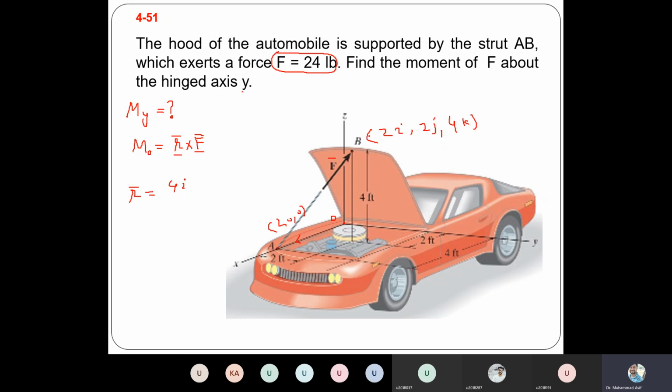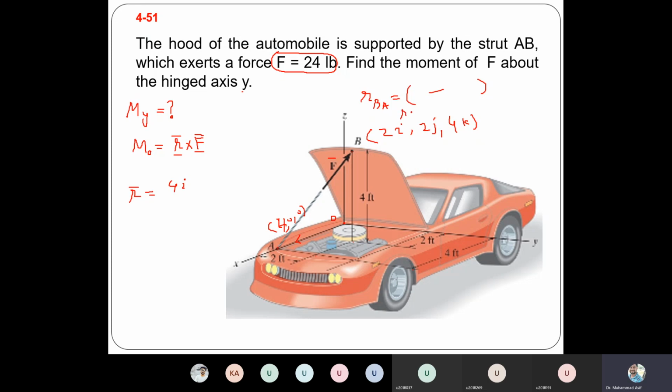So this is RBA. Sir, the coordinates of A will not be 2, 0, 0, it should be 4. Yes, we took 4 earlier as well, that's 4, 0, 0, you are right. So then we can get B relative to A equal to this minus this: 2i minus 4, that means minus 2, and then 0, 0, so 2j plus 4k. So that will be the value of the position vector.